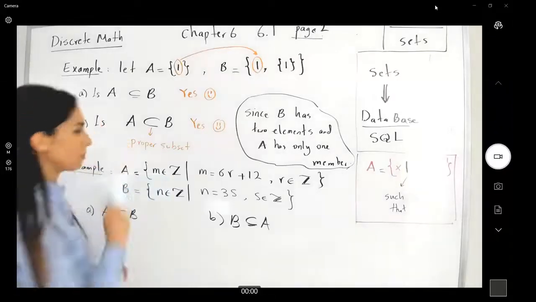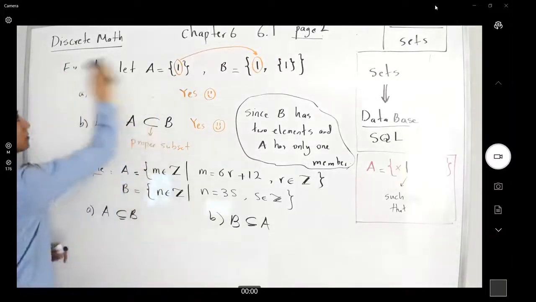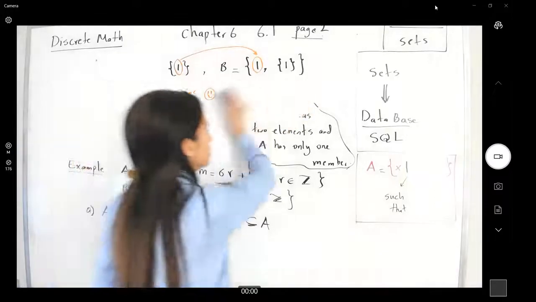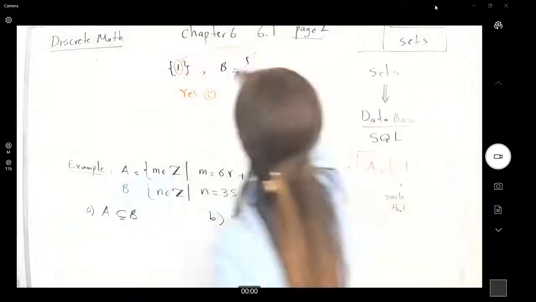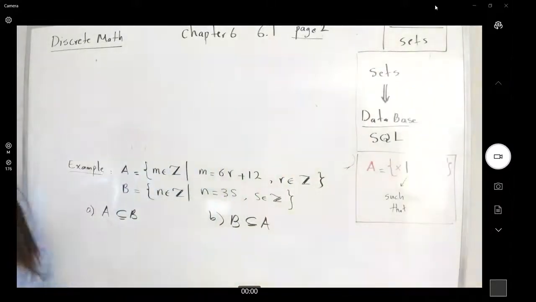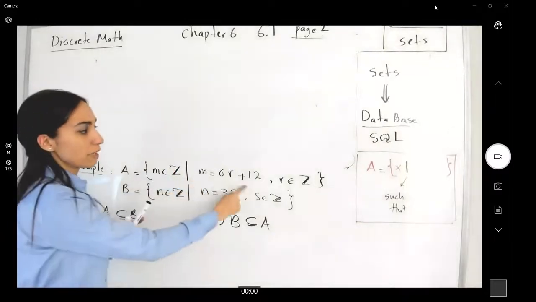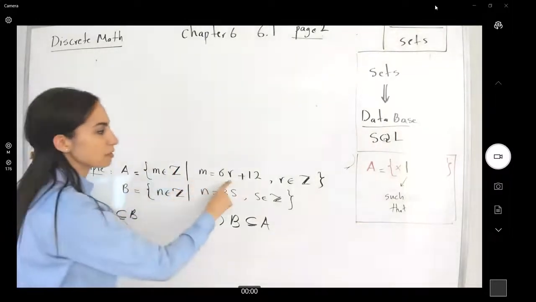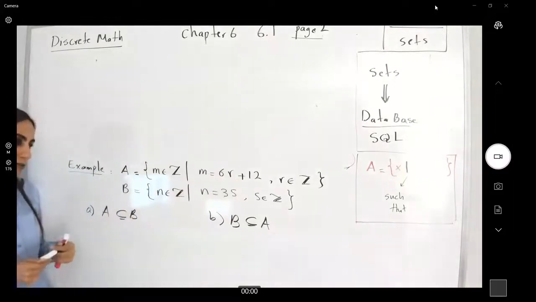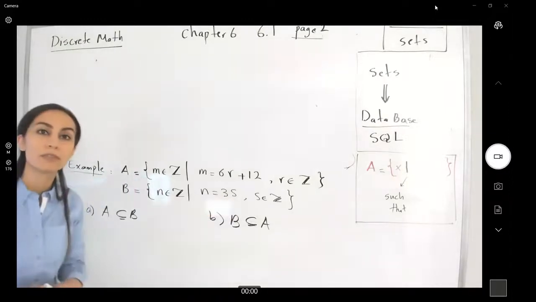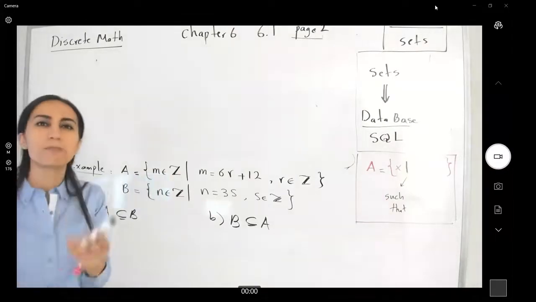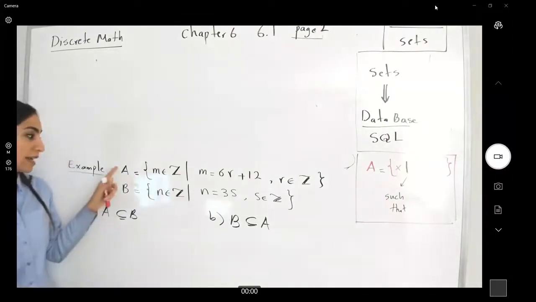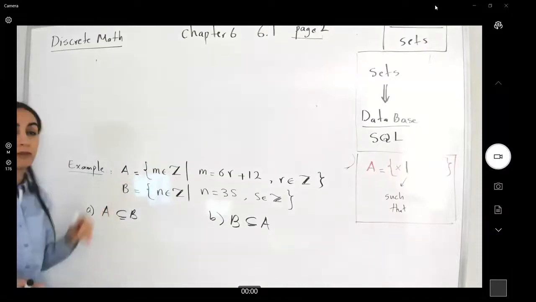Very well. So let's take a look at these two sets. My first set says, I have all of the integers that can be written as 6r plus 12. My second set is the set of all multiples of 3. Well, which set is bigger than the other one? Is it A included in B, or is it B included in A?